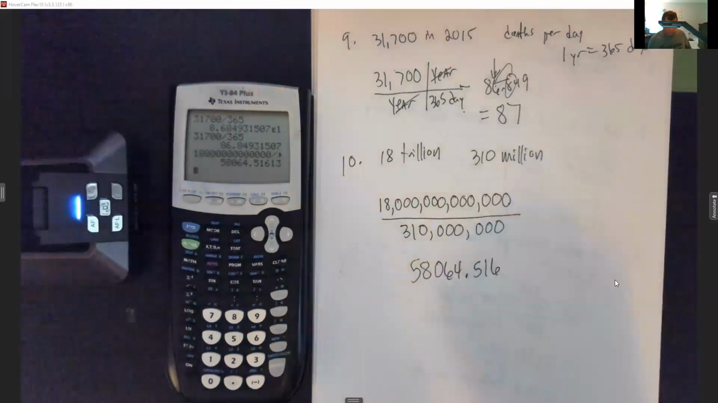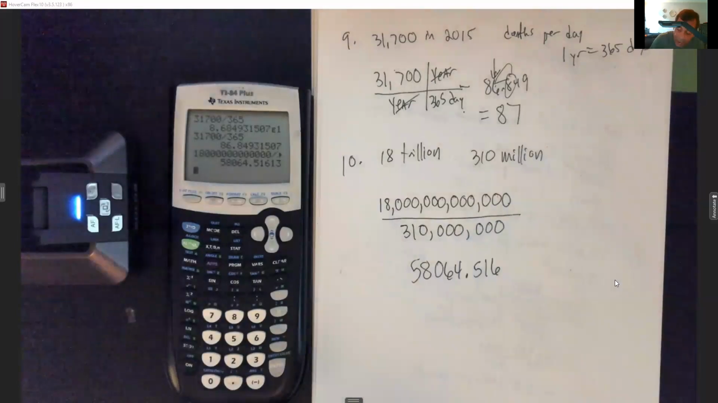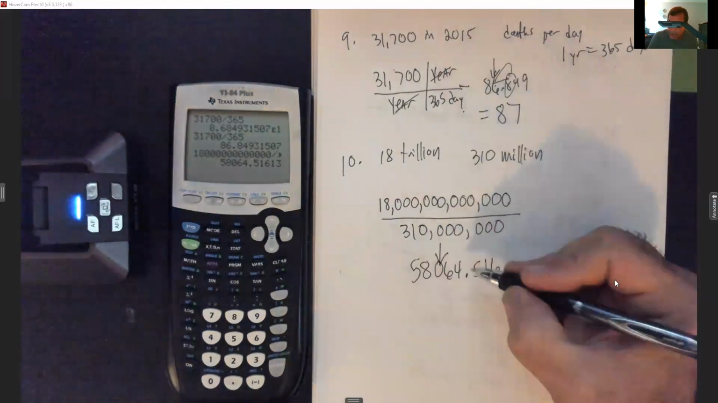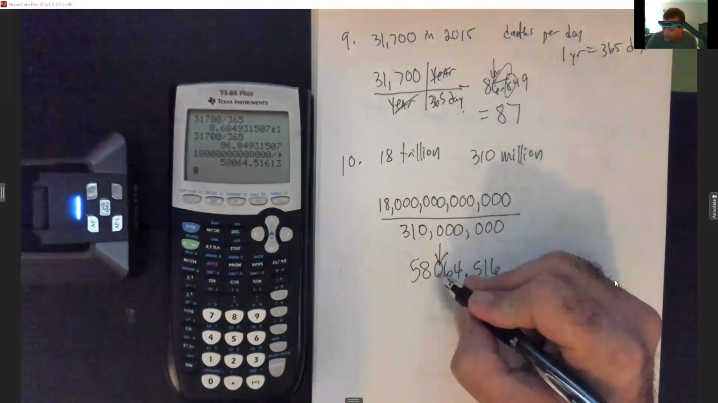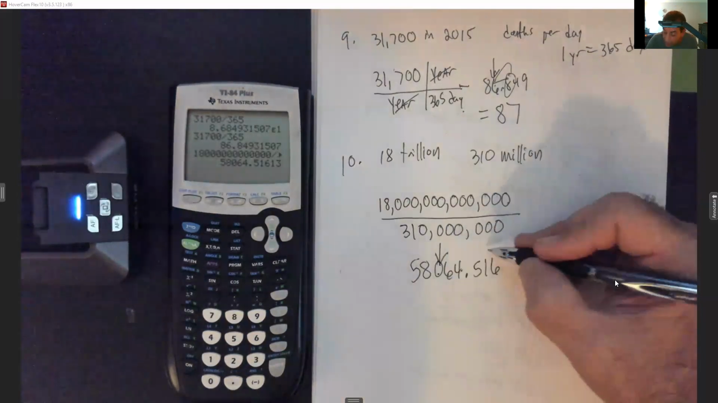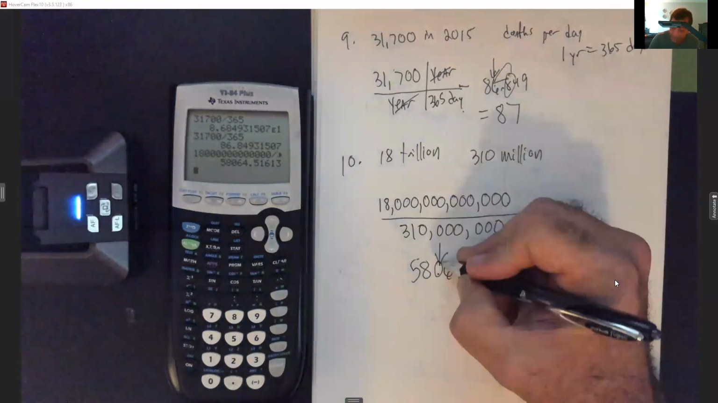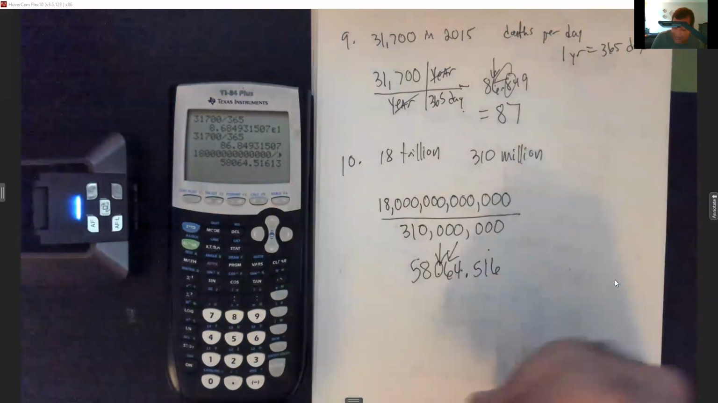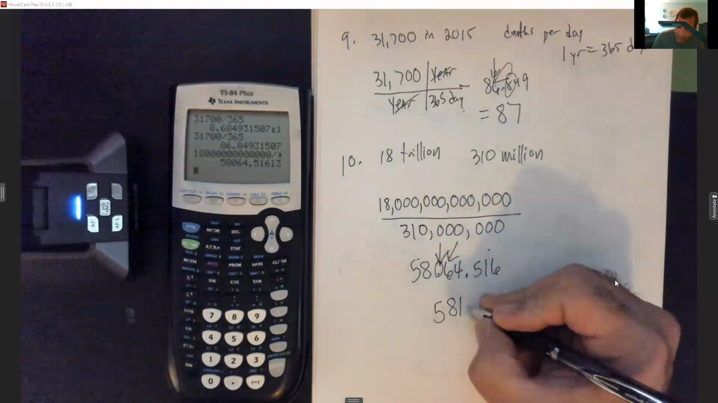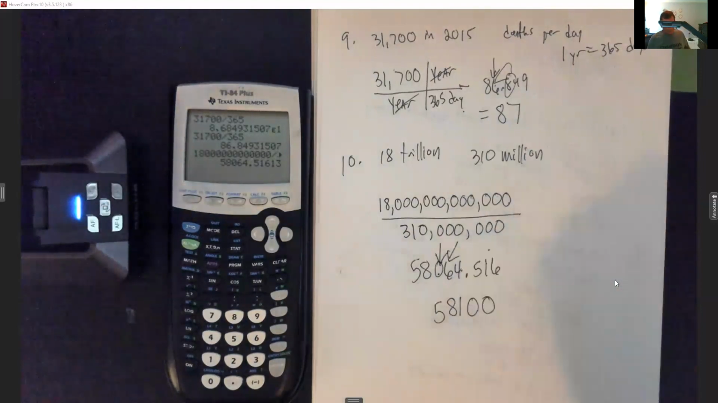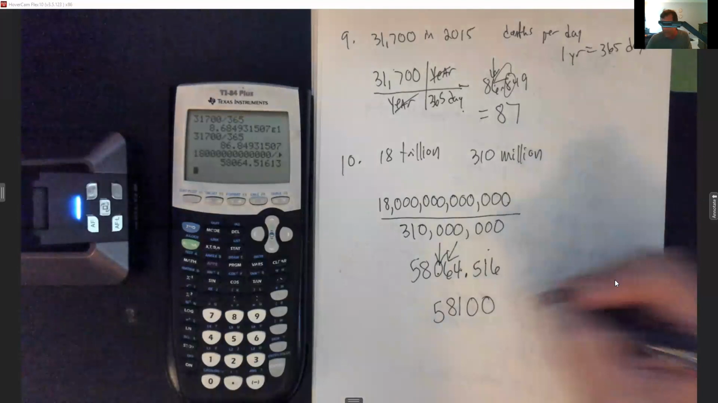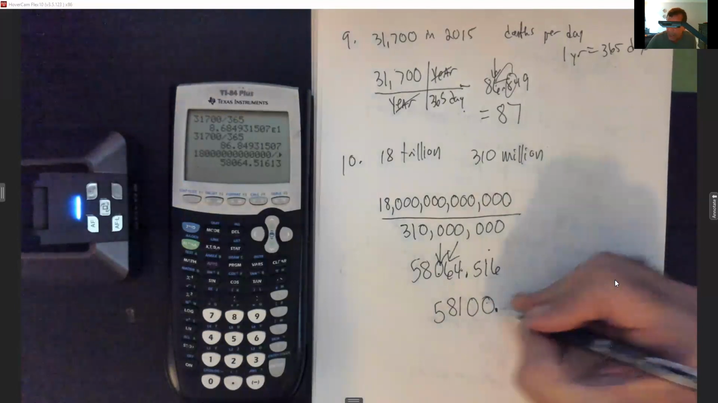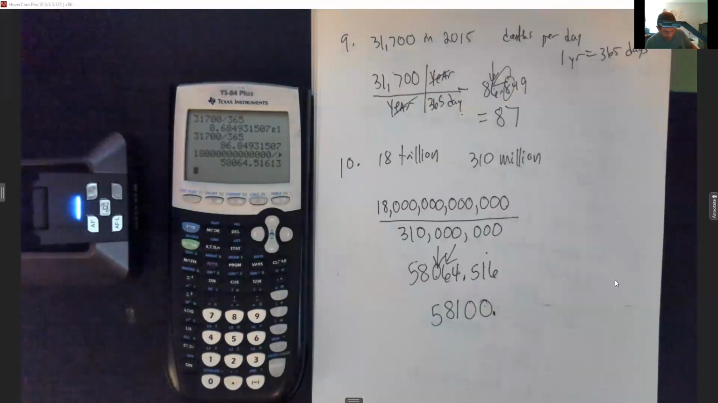58,064.516. Now this one, they want you to round to the nearest 100. The nearest 100: ones, tens, hundreds. They didn't add a TH behind that, okay? This is hundredths with the TH. They said hundreds. Hundreds is where the zero is. So the number after it is bigger or equal to a 5. So this is 58,100. Remember, after that 1, I don't have to write no more zeros. And I got to keep these two for placeholders. But since the decimal is now here, I do not have to write all the zeros after that decimal, okay?